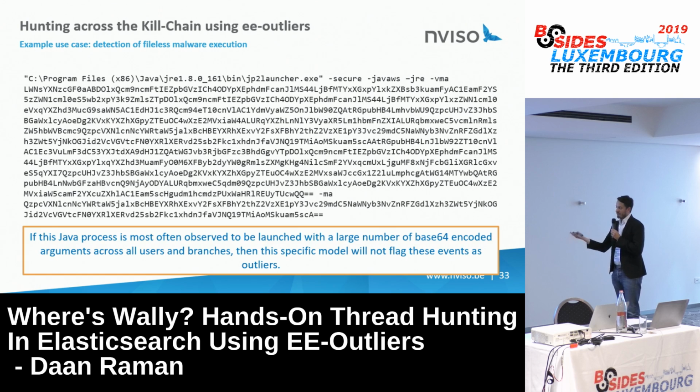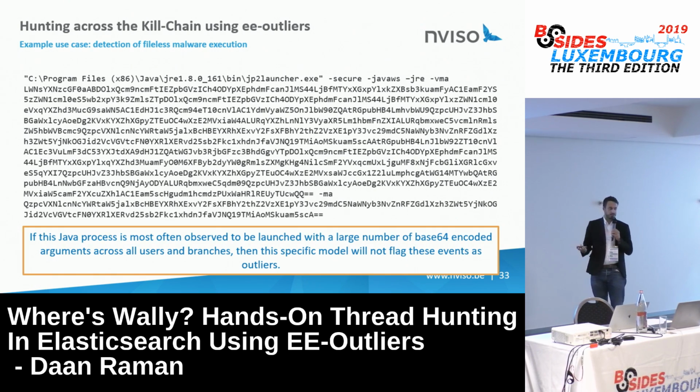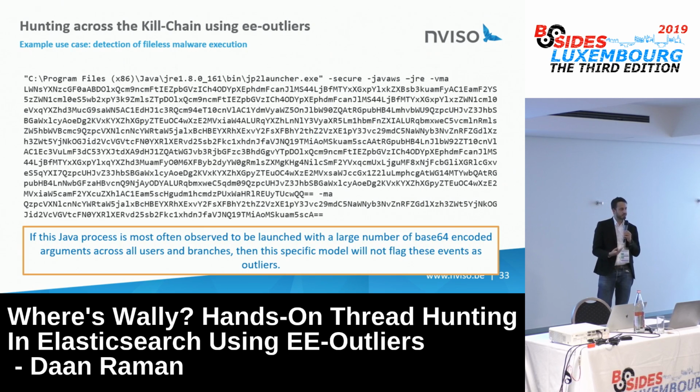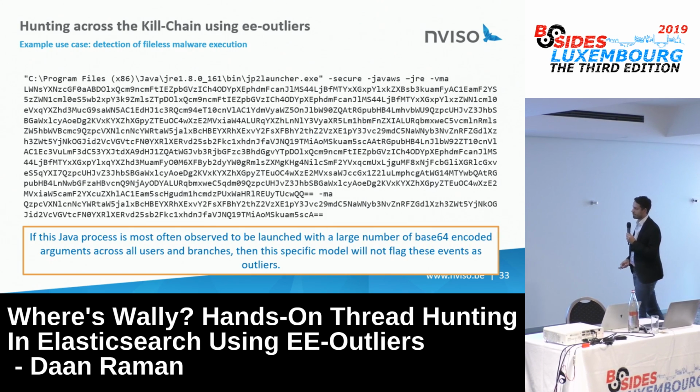However, if the Java process is observed to be launched like this on, for example, all of the employees' computers, then the model will be silent. It will learn this is just baseline behavior of Java, unless obviously your entire environment is breached before you start working with this tool. And it will not flag them as being an outlier.